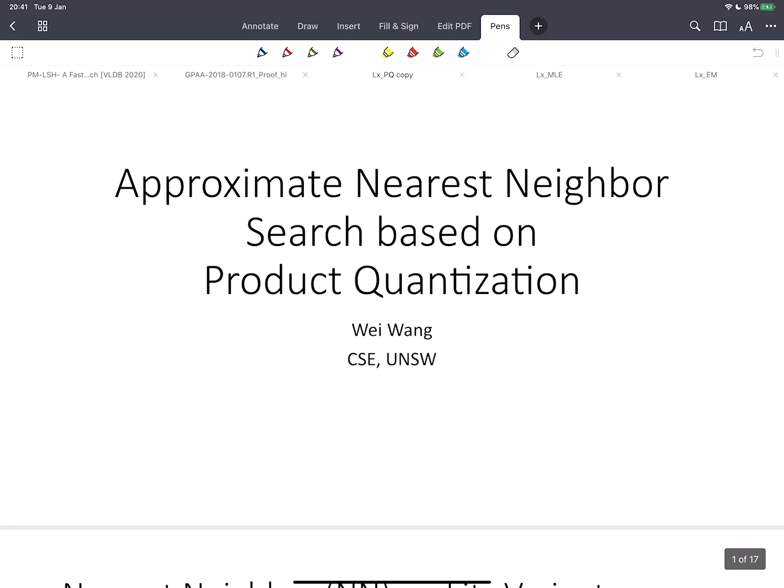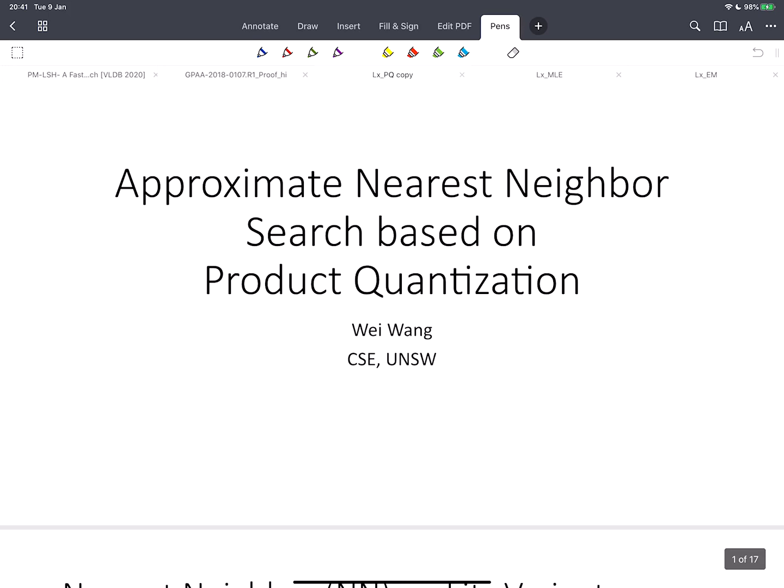Okay, today we are going to talk about a few topics. The first is actually related to the project. So in the project, we are going to implement an approximate nearest neighbor search algorithm based on product quantization.